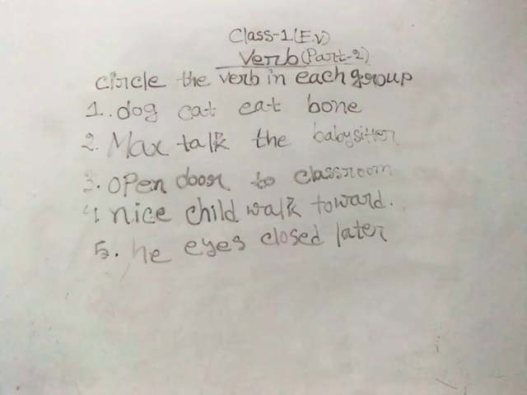Dog is the name of an animal, so I can't circle the word dog. Why? Because it is a name. It is a noun. If it is the name of anything, then it's a noun. As per the instruction, I can only circle the verb. Okay. Now coming to the next word, it is cat, C-A-T. Again, it's the name of an animal. So should I circle it? No, because my instruction doesn't allow me to do so. So I am leaving it behind.